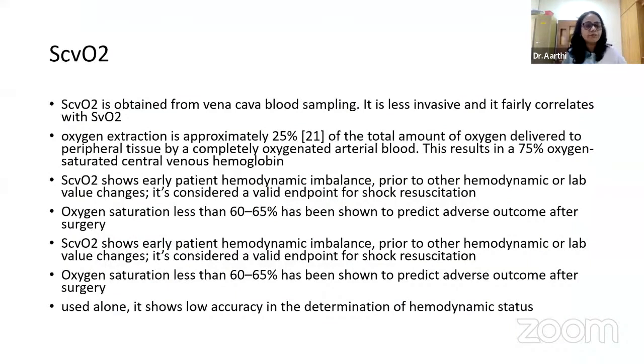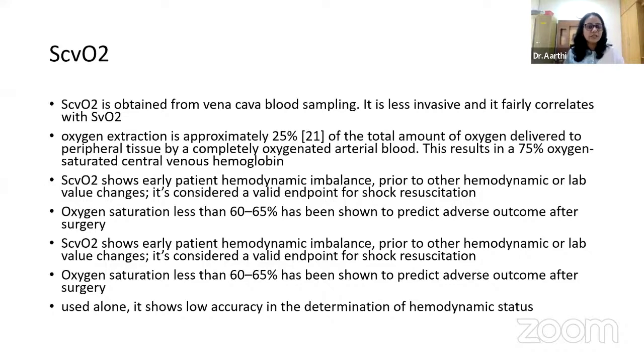So coming to another important parameter, which we analyze using a pulmonary arterial catheter and also the central venous catheters, either the mixed venous oxygen saturation or central venous oxygen saturation. This central venous oxygen saturation is obtained from SVC blood sampling. It is less invasive and fairly correlates with the mixed venous oxygen saturation. So oxygen extraction is about 25% of the total amount of blood delivered to the peripheral tissues when it is completely oxygenated by the arterial blood. This results in 75% oxygen saturation in the central venous hemoglobin.